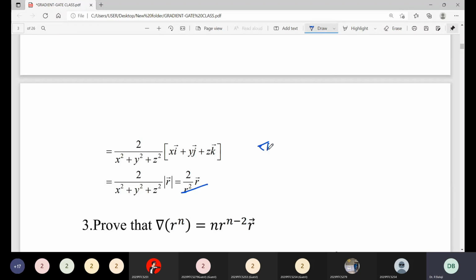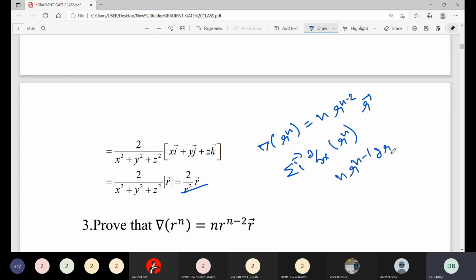Now, del of rⁿ is equal to n rⁿ⁻² r vector. We are going to prove this. We will find the summation of i ∂/∂x of rⁿ; the remaining terms for y and z follow similarly. So the derivative of rⁿ is n rⁿ⁻¹ ∂r/∂x. We know that r² is equal to x² plus y² plus z².